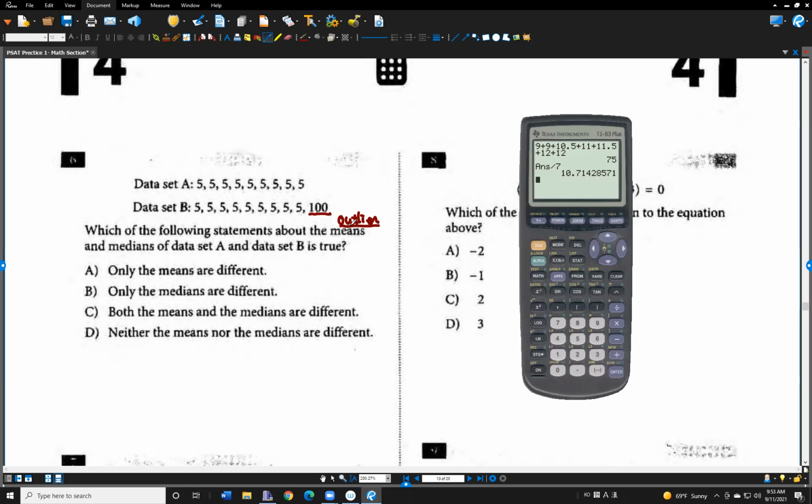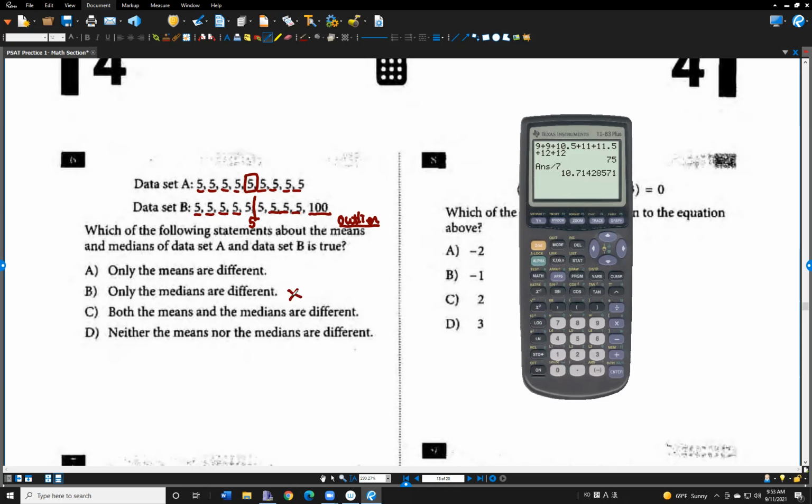So mean and median, where is the median over here? 1, 2, 3, 4, 1, 2, 3, 4. In the middle, that is the median, and it is still 5. What about the medians? Median is still equal.